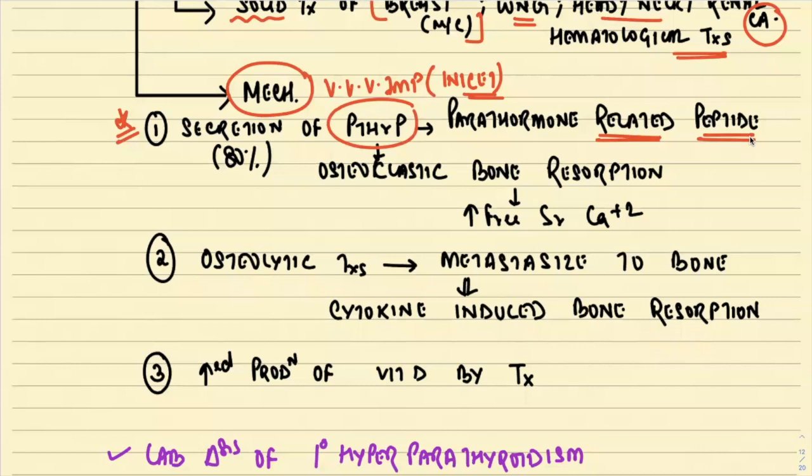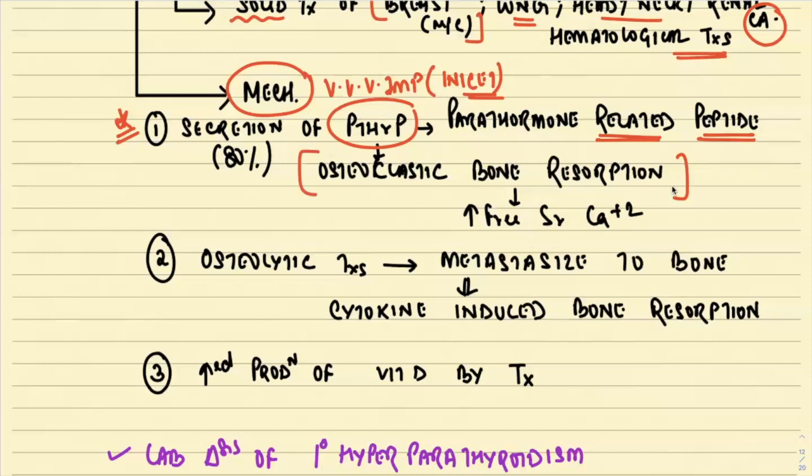80% of cases of malignancy associated hypercalcemia occur because of secretion of a polypeptide which is very similar to parathormone, but not the same, and this is called parathormone related peptide. The basic function is exactly the same as parathormone. It also causes osteoclastic destruction or resorption of the bone, because this hormone stimulates the formation of osteoclastic precursors.